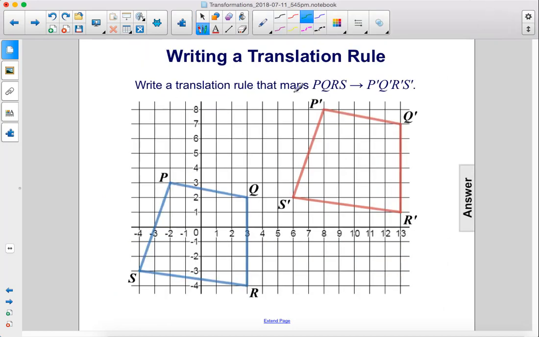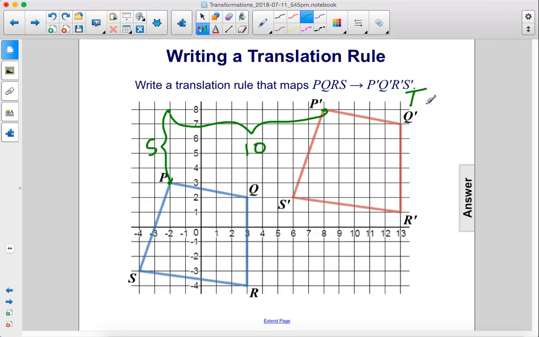Write a translation rule that maps PQRS to P'Q'R'S'. All right, so we go up. We'll do from P to P prime. 1, 2, 3, 4, 5. So this is 5. And then we go to the right. 1, 2, 3, 4, 5, 6, 7, 8, 9, 10. So this length here is 10.